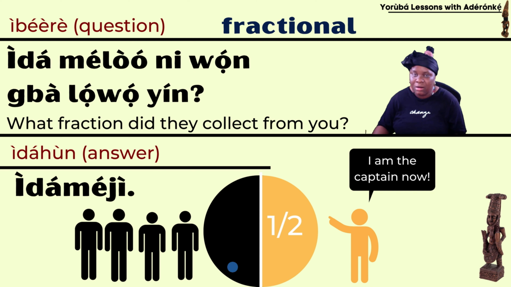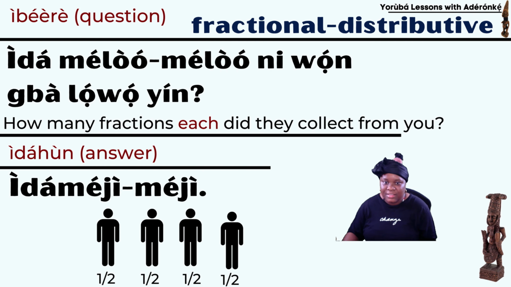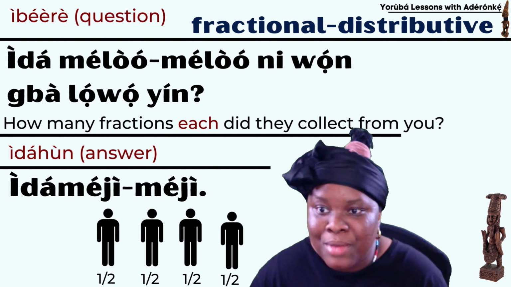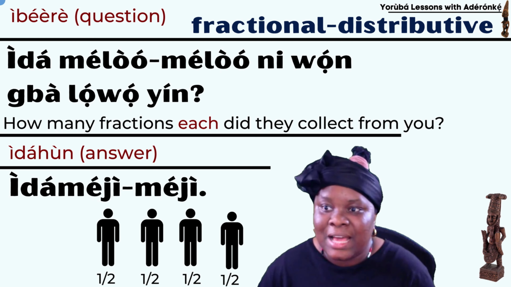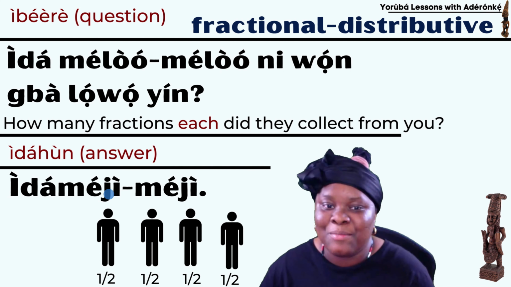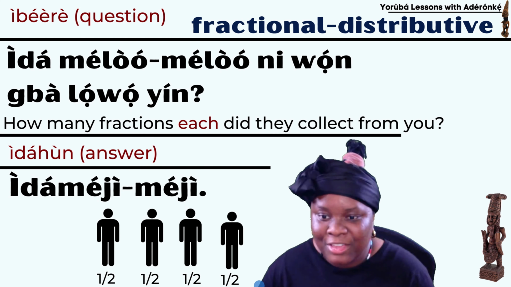Ìdá méjì off. However, in this case, ìdá méjì méjì, they took off each. Rather than ìdá mélòó, you have ìdá mélòó mélòó. How many fractions each they collect from you? Ìdá méjì méjì. Ìdá méjì méjì of each.